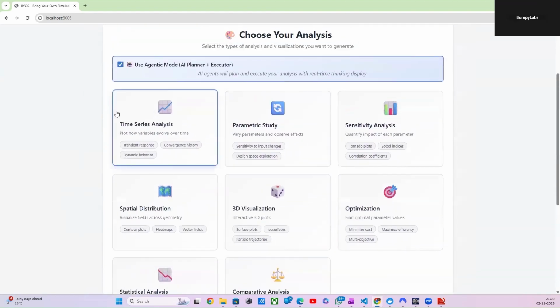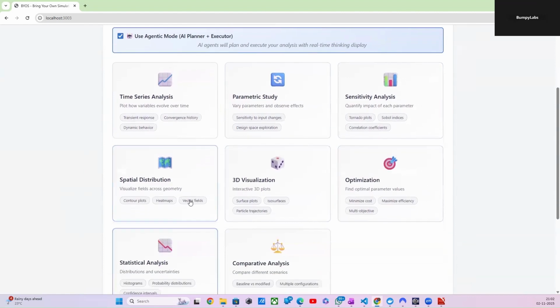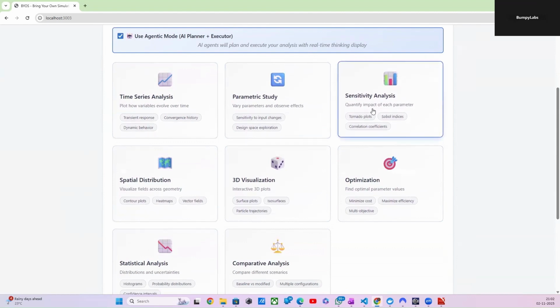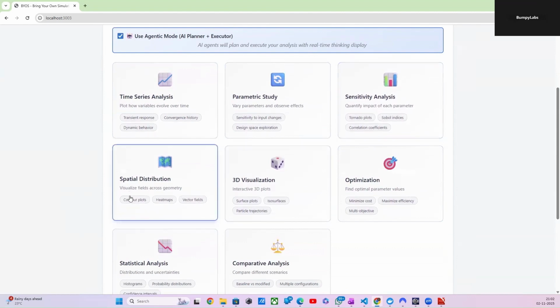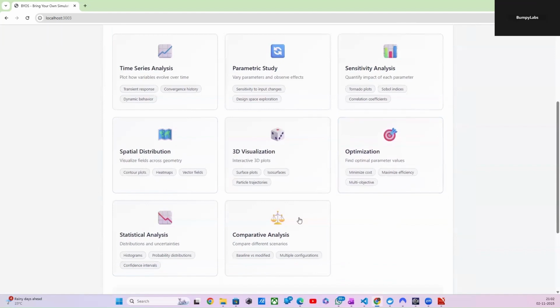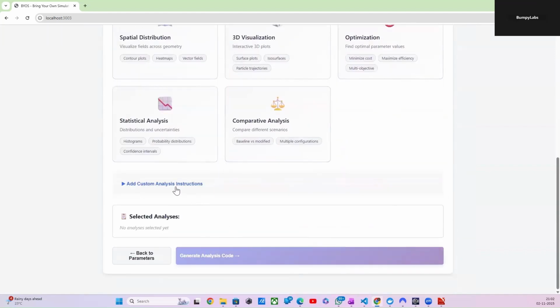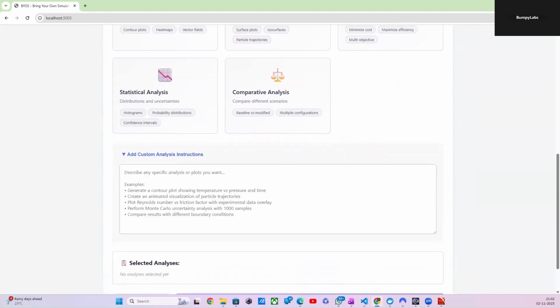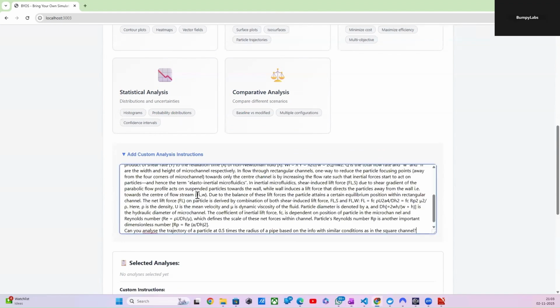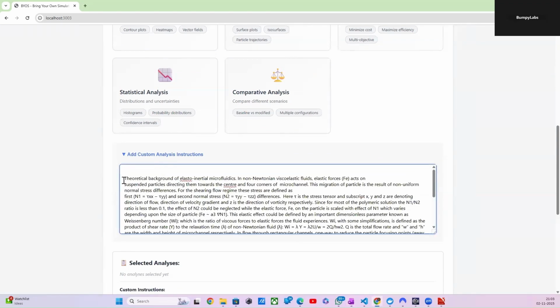And once we configure, we have multiple possibilities. We can do a time series analysis, a parametric study, sensitivity analysis, where we quantify the impact of each parameter, and spatial distributions, where we have contour plots, heat maps, etc. Optimization of parameters. So there are multiple things you can do. For now, we'll just stick to a custom analysis. And the custom analysis goes something like this. So this is the analysis we'll do.